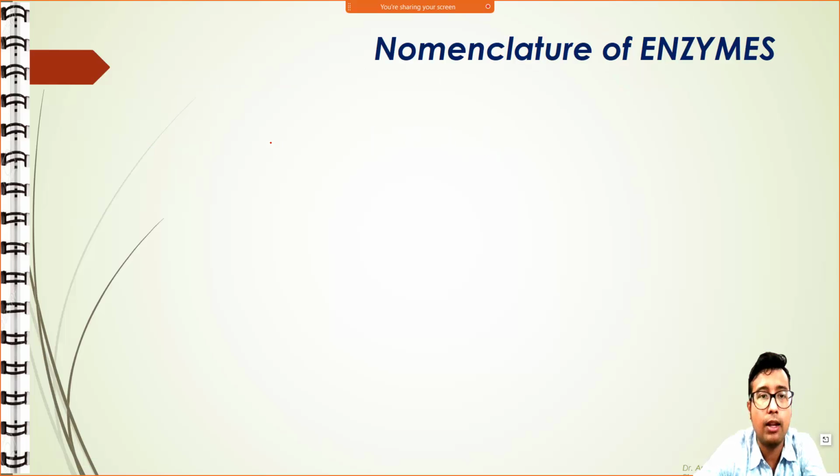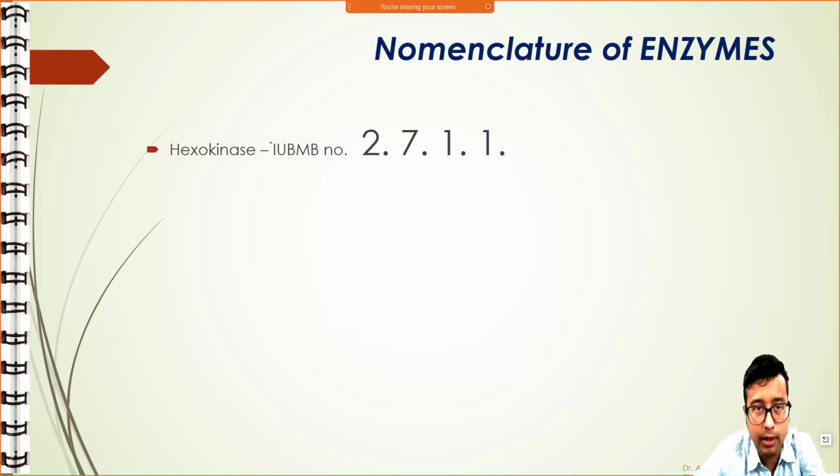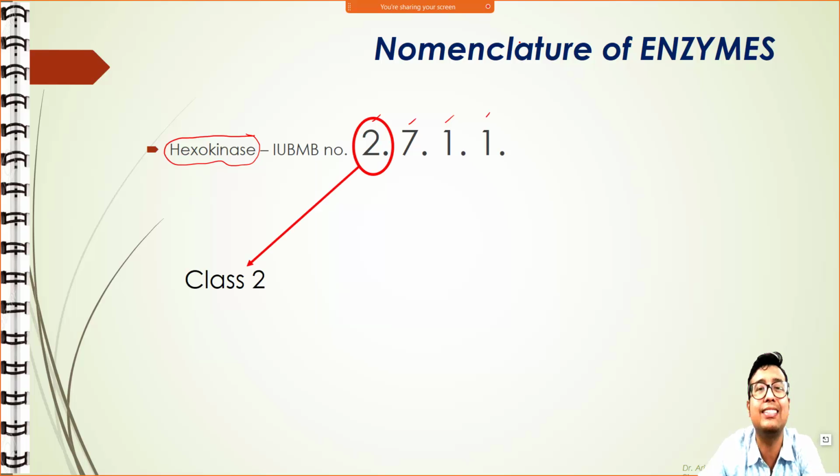So today we will be focusing, for example, on hexokinase, the enzyme that you know as the first step of glycolysis that converts glucose to glucose 6-phosphate. The IUBMB number of that enzyme is 2.7.1.1. So what do these stand for? This will be asked in Viva. The first number, 2, is the class. Class 2 means transferase. So hexokinase is a transferase group of enzyme.